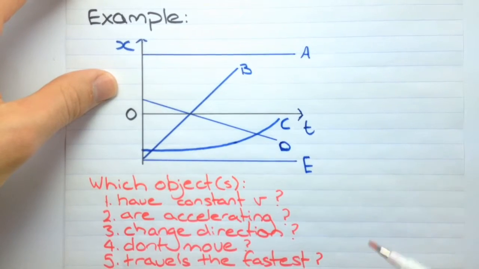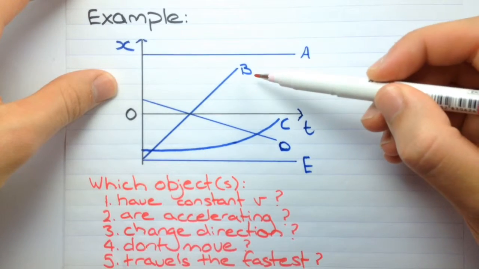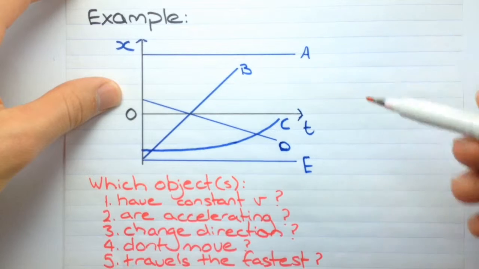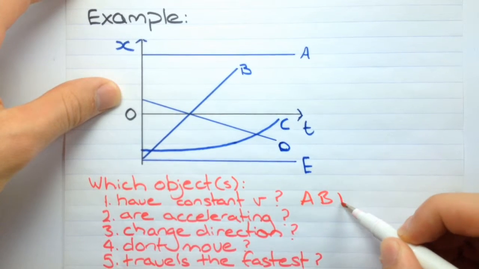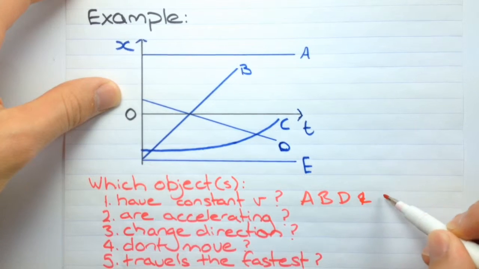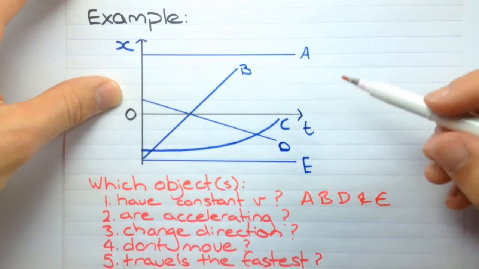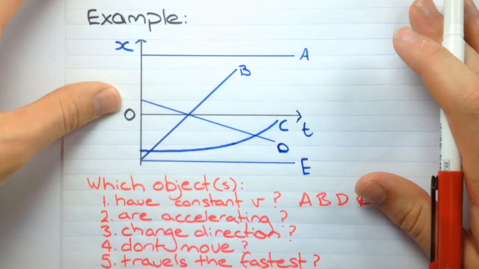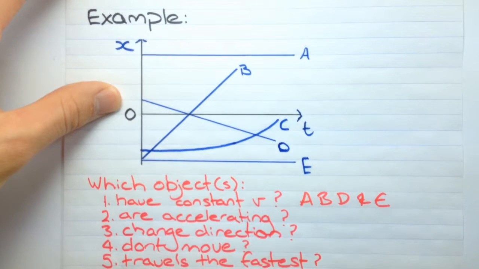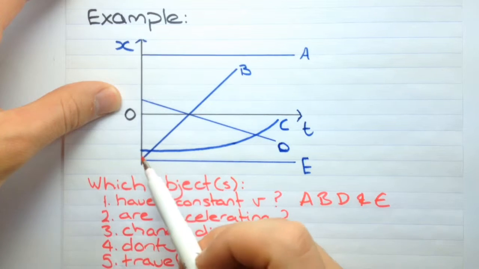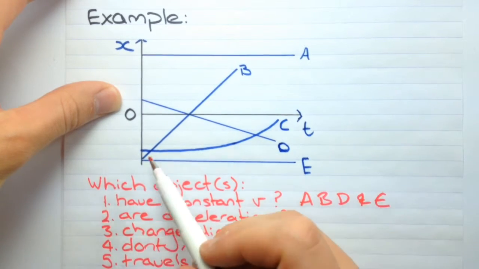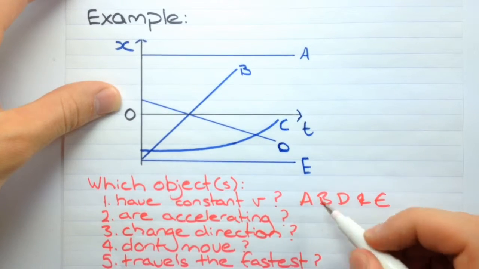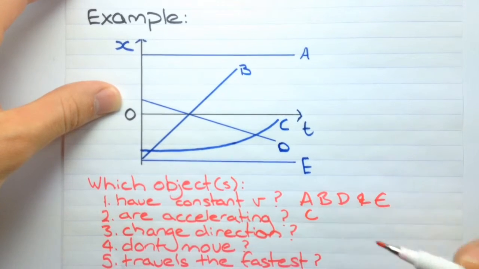So the slope of the line doesn't change in A, doesn't change in B, doesn't change in D, and doesn't change in E. So let's write those in: A, B, D, and E. Cool. Which ones are accelerating? That means the slope of the line does change. So it's just the opposite of the first question. And the only one we didn't put in was C. So we can see that the rate of change of displacement is actually increasing as we move along t. So that one is accelerating, so we'll put C there.